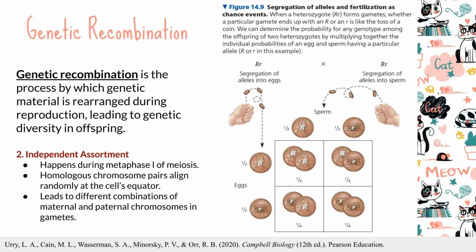Another source of genetic recombination is independent assortment. During metaphase I of meiosis, homologous chromosome pairs line up randomly at the equator. This random arrangement produces different combinations of maternal and paternal chromosomes in gametes.